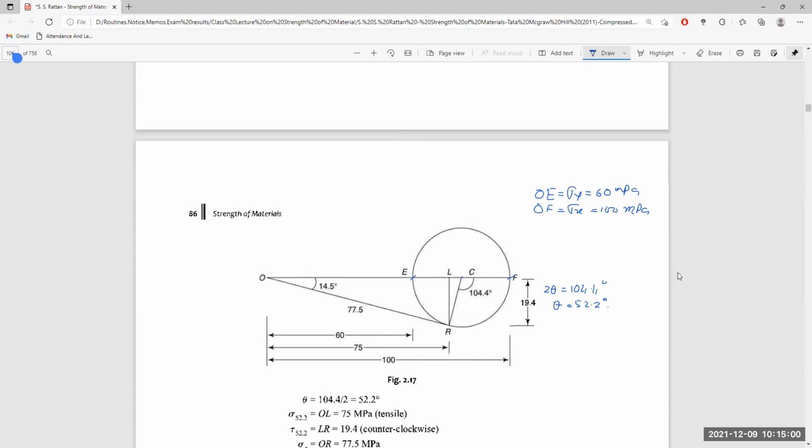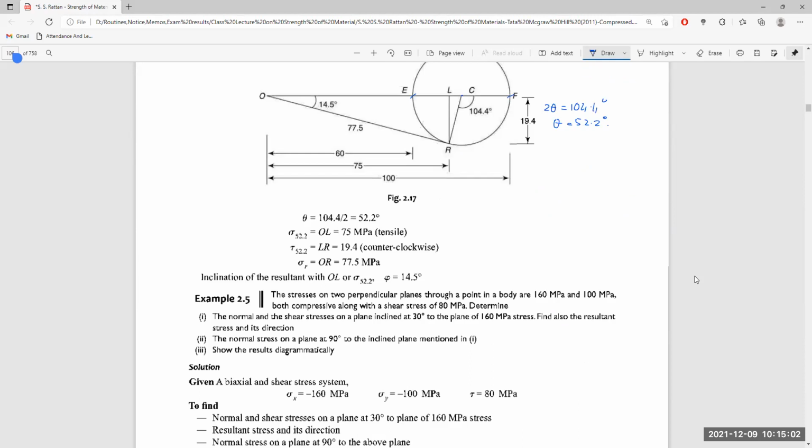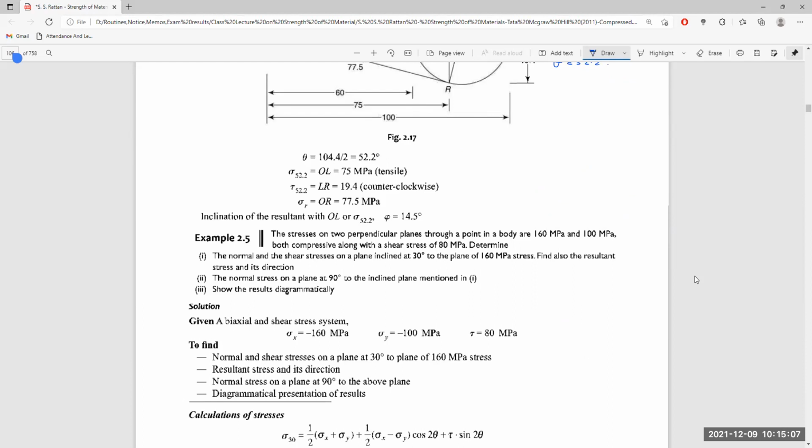Now, let us go to the next problem. The stresses on two perpendicular planes.